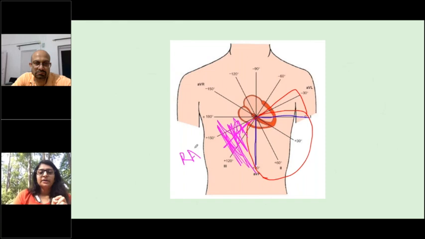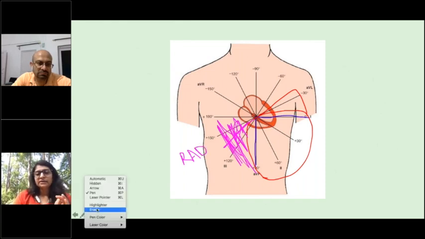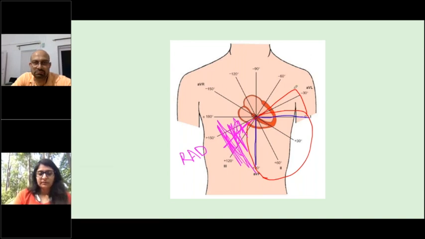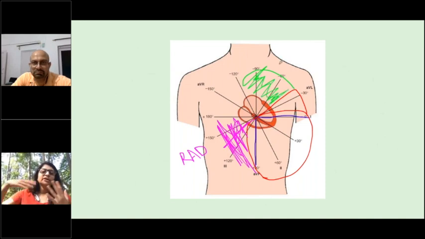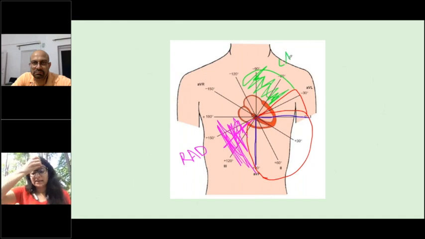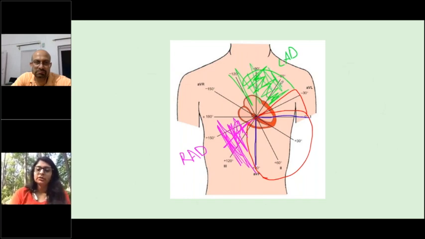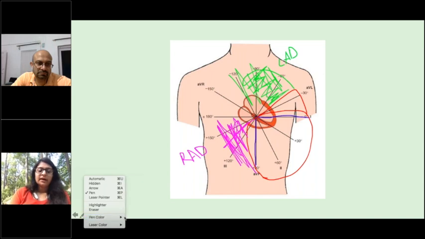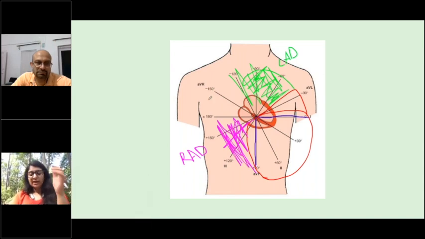Anything in the top left, basically between -30 and -90, is called left axis deviation. Okay, and then anything in the rest of the left out quadrant is called extreme left axis or northwest axis. Okay, so right axis, normal axis, right axis, left axis, and extreme left, also called the northwest axis. Okay, and let me tell you what I mean by that.